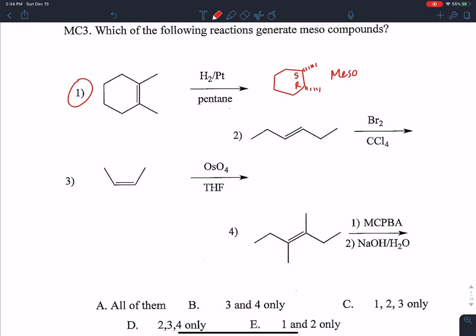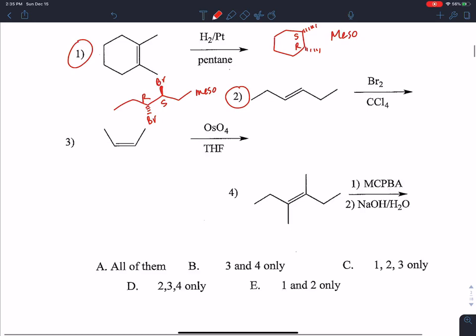Let's do 2. 2 is adding Br2 in CCl4. Well, that makes anti Br and Br like that. If we do R and S here, I get 1, 2, 3 S for this one, and I get 1, 2, 3 R for this one because we flip. Same thing. We have two allegedly chiral centers that have the same substituents, but one is R, the other one is S. This is again a meso compound. So 2 is also one of the answers.